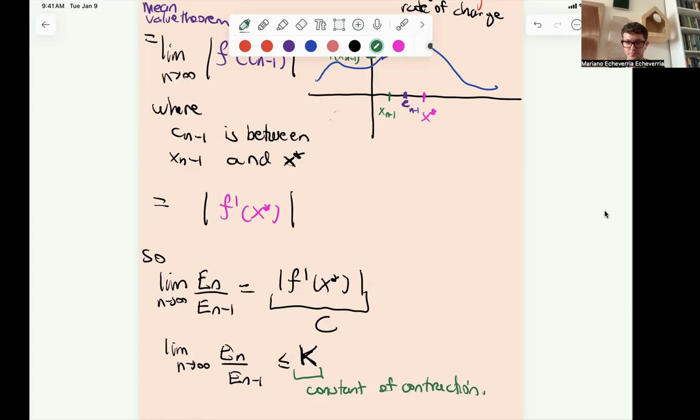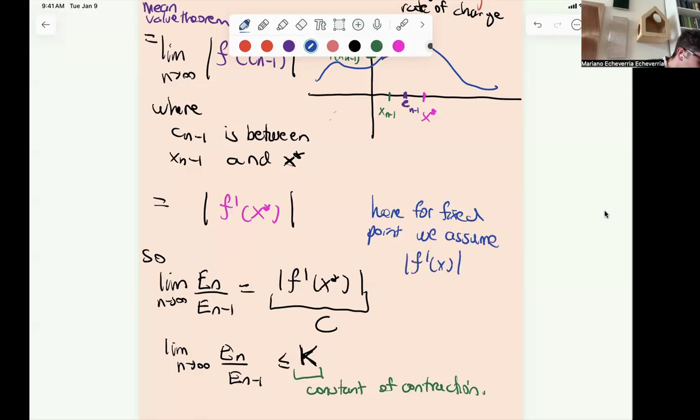Oh, because remember in the fixed point theorem, you assumed that the derivative was always less than k, where k was a contraction, right? Right, I should at least put it here for fixed point. We assume that the derivative was always less than or equal to k, right?